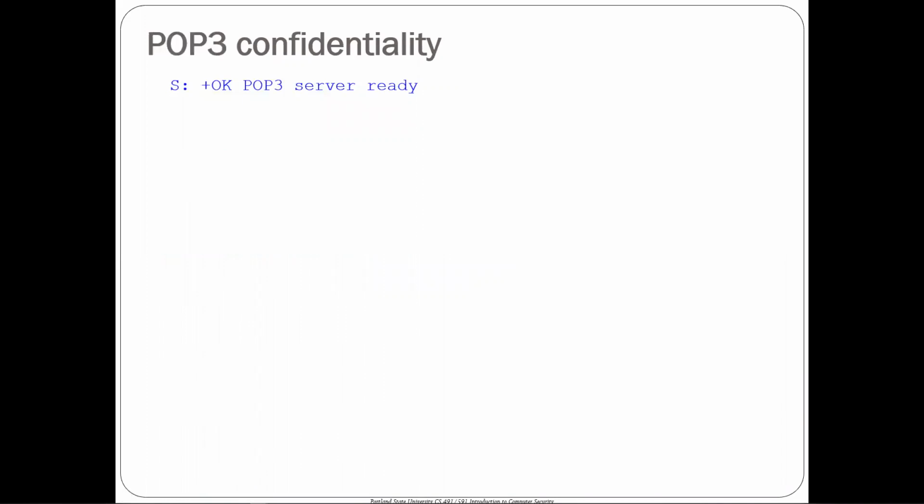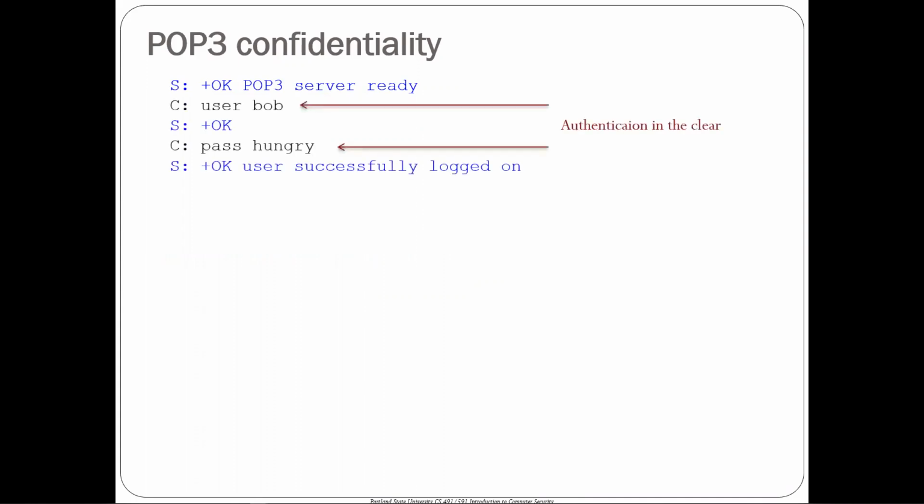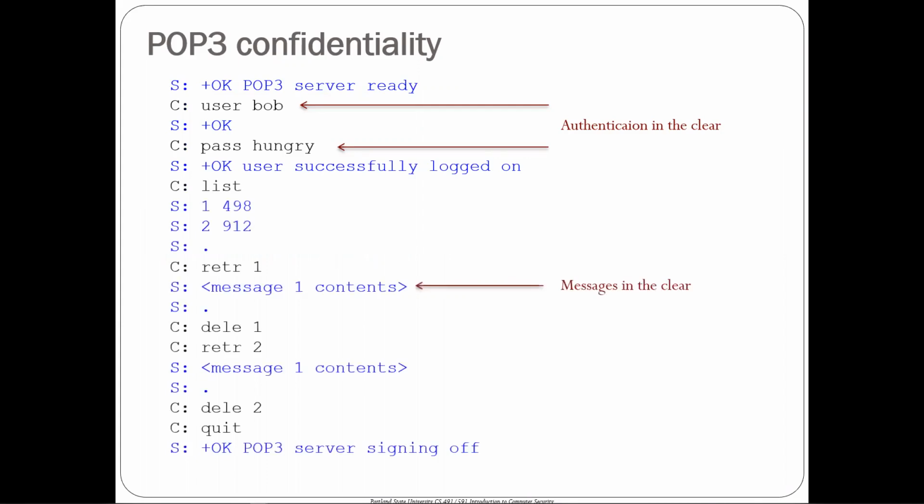Likewise, there's no confidentiality in POP3. You connect up to that port. It's in plain text. It's an ASCII protocol. It says it's ready. You send your username. You send your password. These credentials are also sent in the clear. And then when you start operating on your messages, say, I want to list my messages, I want to retrieve my messages, all of this stuff is done in the clear. I've edited this because I didn't want to show you the actual contents. So again, there's no confidentiality in POP3.